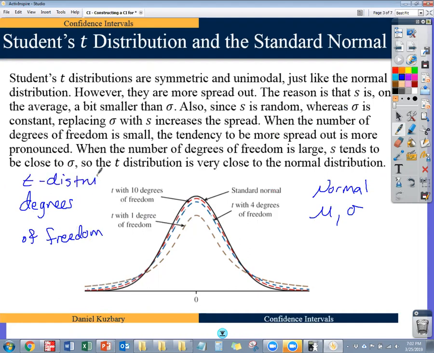You can look at this picture and see that as you change the degrees of freedom, you get different pictures. But the nice thing is they all look like normal curves, which makes the t-distribution really useful. It's very close to the normal distribution, which is why we can use it. We use it when we use S instead of sigma.